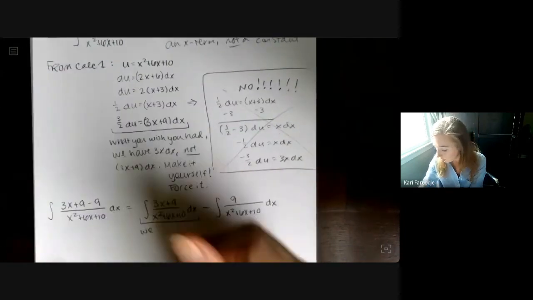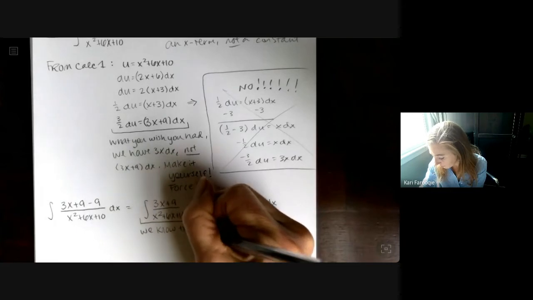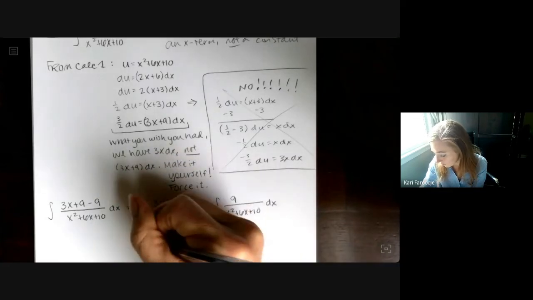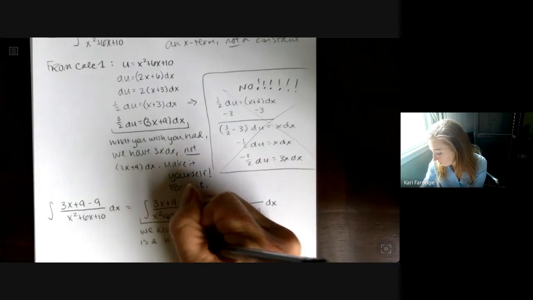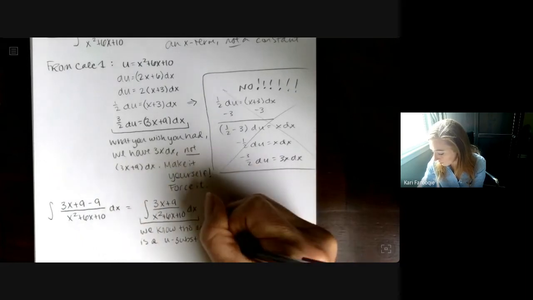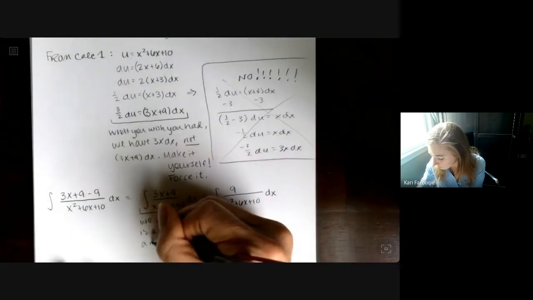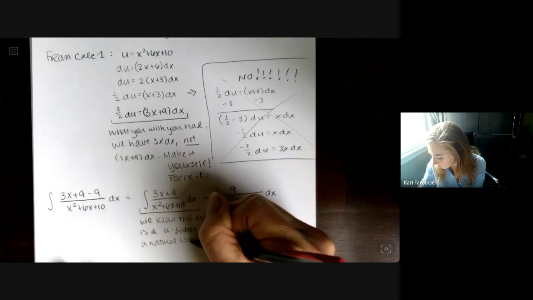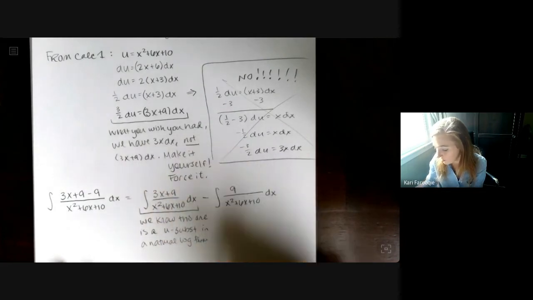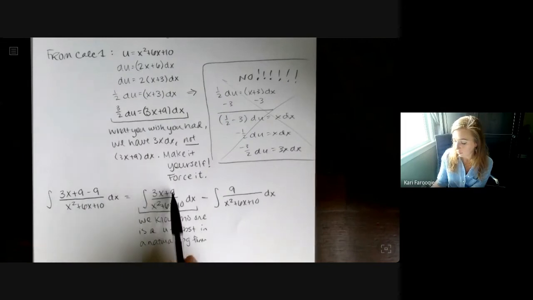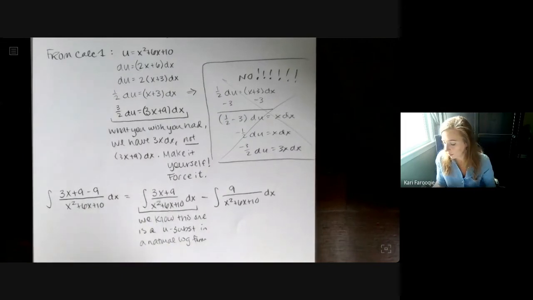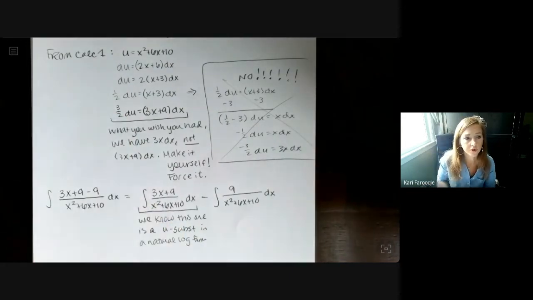So I'm going to say we know this one is a u substitution in a natural log form. It's a natural log form because you have du over u. We're going to, of course, just divide that 3 out, no big deal. But, or I'm sorry, 3 halves. But essentially, that's what you have there.